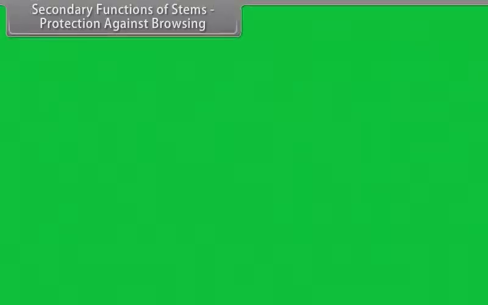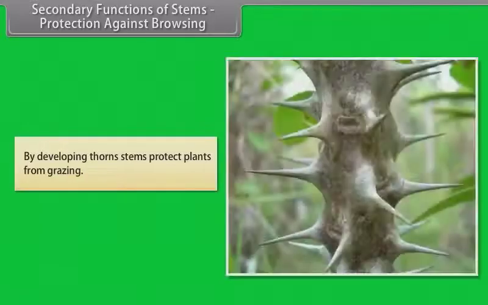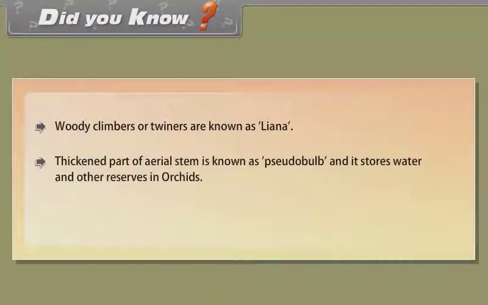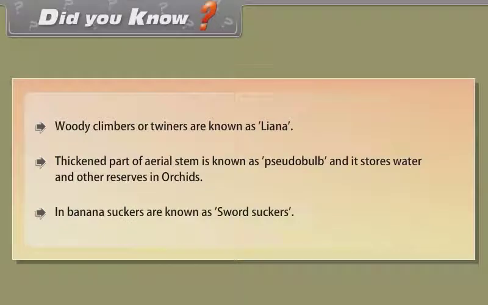Secondary functions of stems. Protection against browsing. By developing thorns, stems protect plants from grazing. Did you know? Woody climbers or twiners are known as liana. The thickened part of the aerial stem is known as pseudobulb, and it stores water and other reserves in orchids. In banana, suckers are known as sword suckers.